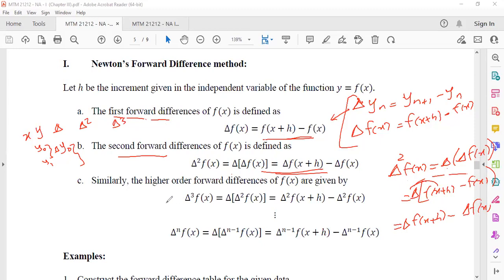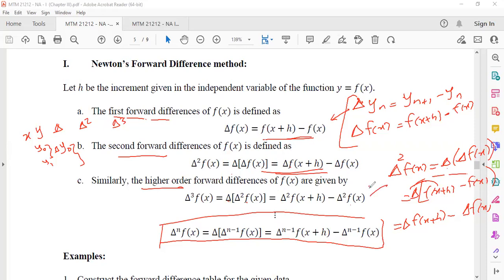Okay. Similarly, we can find higher orders: third order, fourth order, fifth order. We can find one general order, a general nth order as well. For example, if it is delta Q, so delta and delta squared, isn't it? So delta times this one. So delta times delta squared f(x+h) minus delta squared f(x). Okay. So you can check this in a similar way.